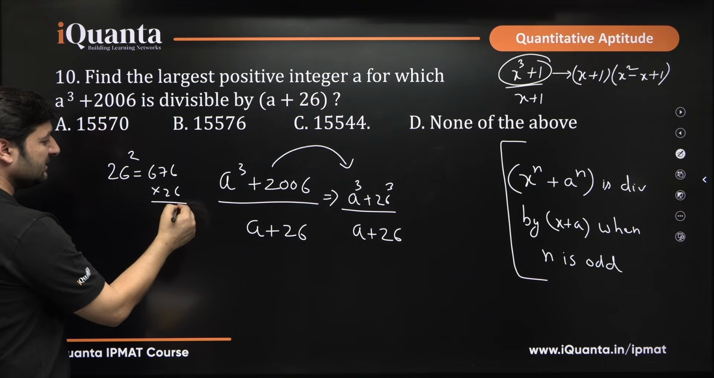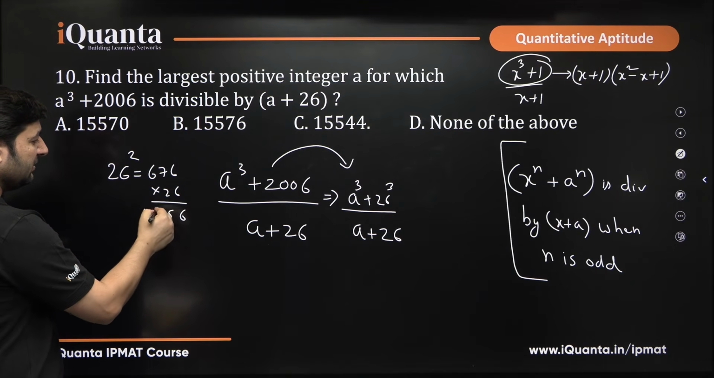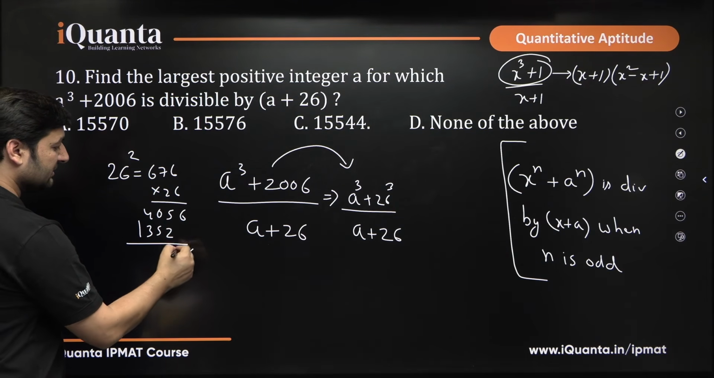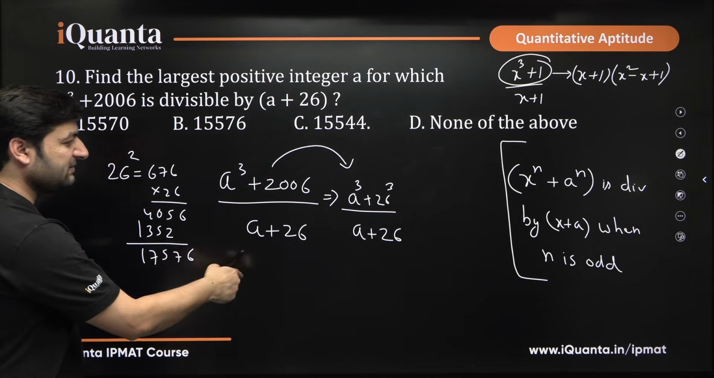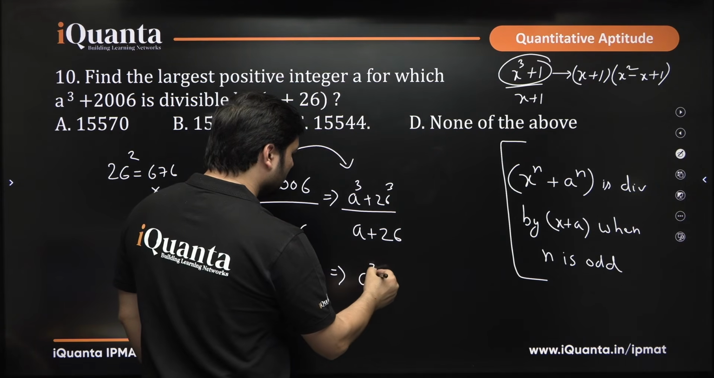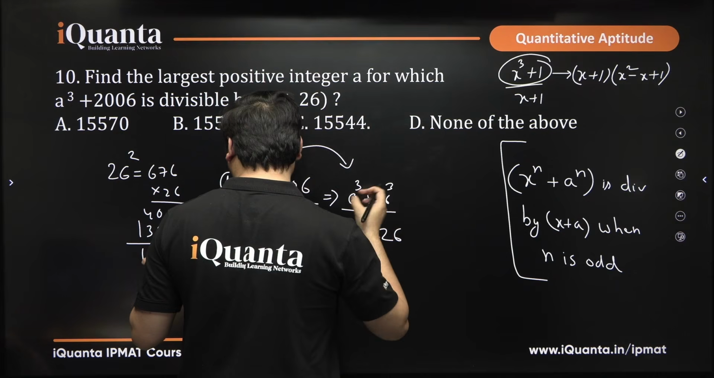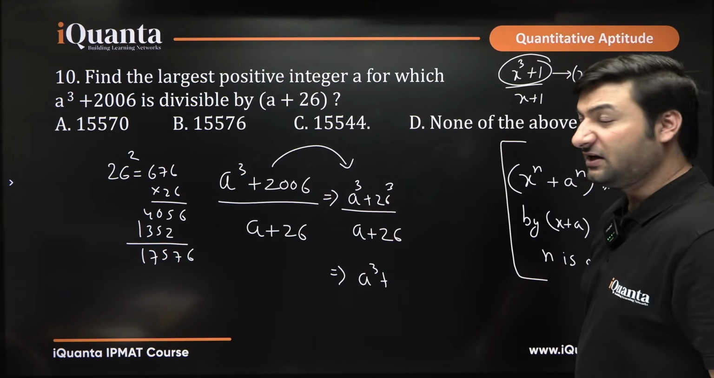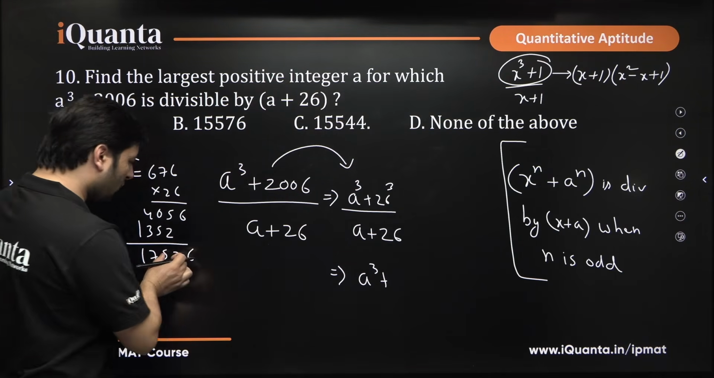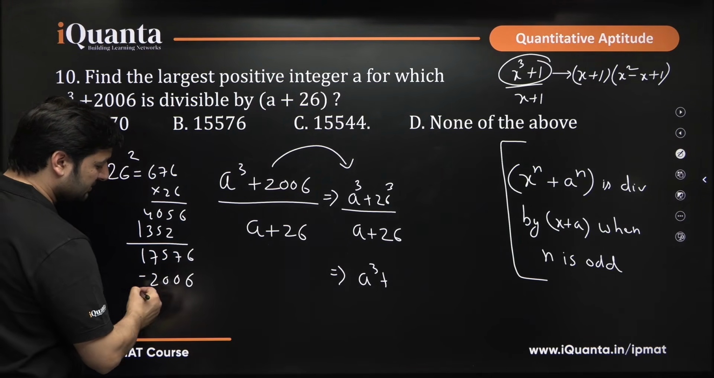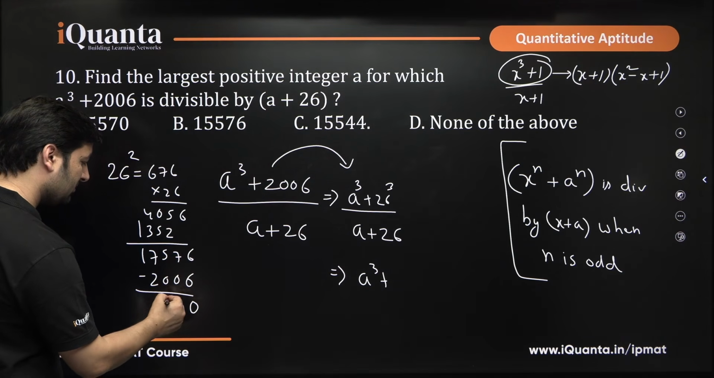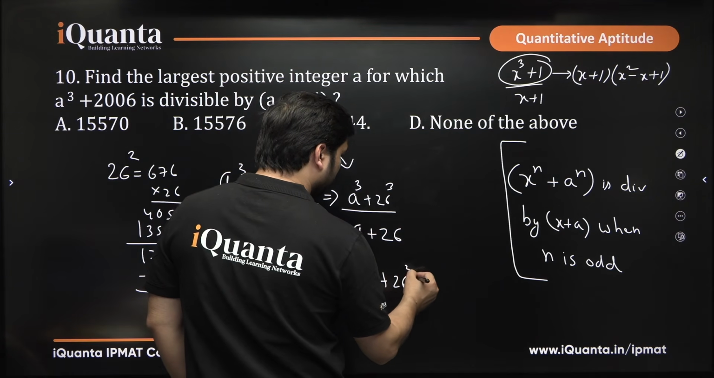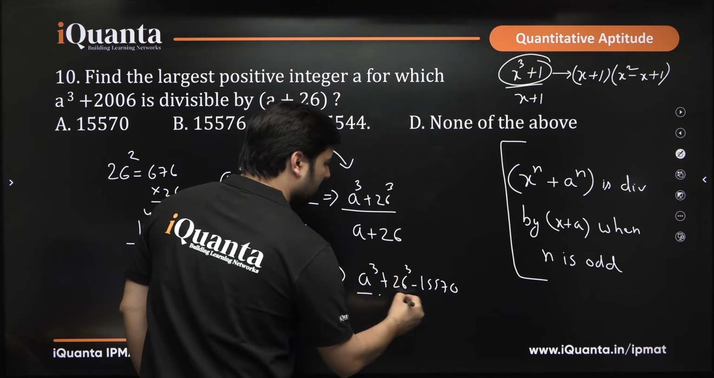So this will be 6, 3, 5, 4, 40 and then 2, 5, 13, right. 6, 7, 5, 1, 7, 1, 7, 5, 7, 6. So that means 26 cube is 17576. From 26 cube I will have to deduct something so that I get 2006. So what should I deduct from this so that I get 2006? It will be 15570. So 26 cube minus 15570 upon a plus 26.